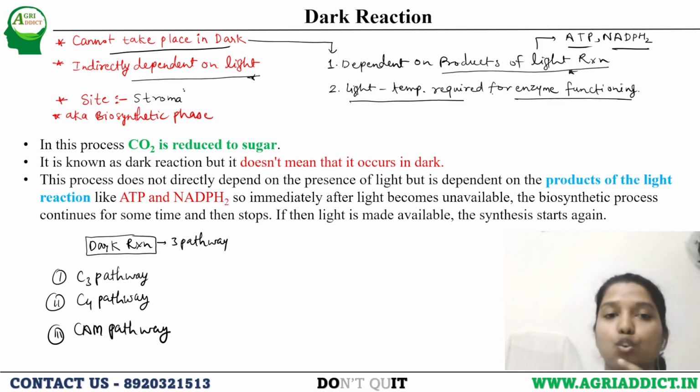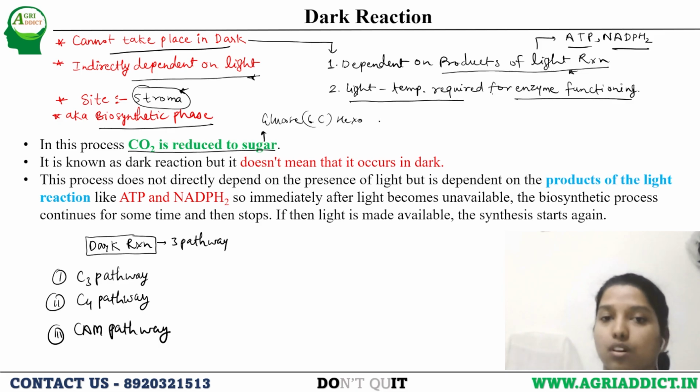So here the site is stroma. Light reaction we studied, it is the granal thylakoids and stroma lamellae. Here the dark reaction takes place in stroma. It is also known as the biosynthetic phase. In this process, CO2 is reduced to sugar. Which sugar? Glucose. The 6 carbon sugar or a hexose sugar.